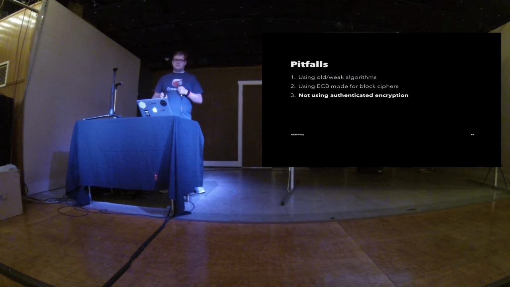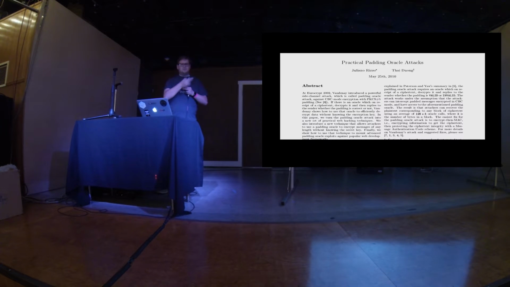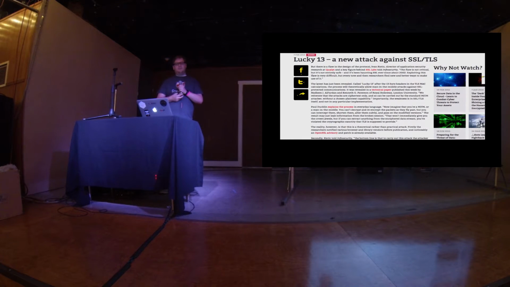Not using authenticated encryption. So this one, we've known for a very long time, since Eurocrypt 2002, Vaudenay pointed out things called padding oracle attacks. This paper came out in 2010. These were the folks who did the BEAST attack on TLS, where they actually made this practical, and then later on, folks redid it with a different part, and they made POODLE. So those are practical attacks that have come out of this paper. Another one, Lucky 13, which was another attack against TLS. This is where code wasn't constant time, so it leaked information.